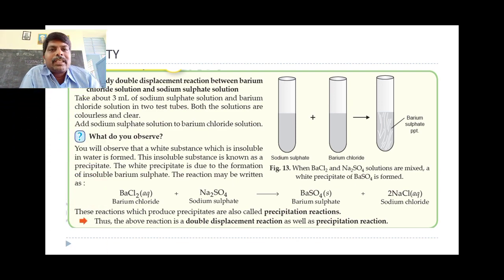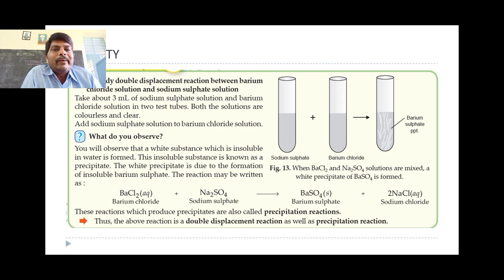What do you observe? You will observe that a white substance which is insoluble in water is formed. This insoluble substance is known as precipitate. The white precipitate is due to the formation of insoluble barium sulfate.